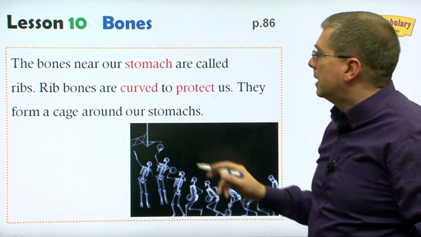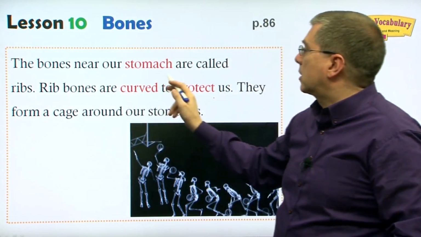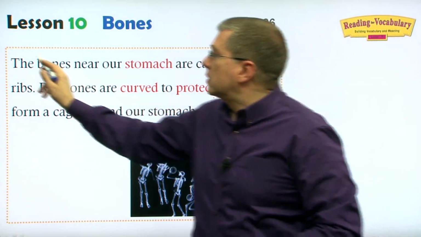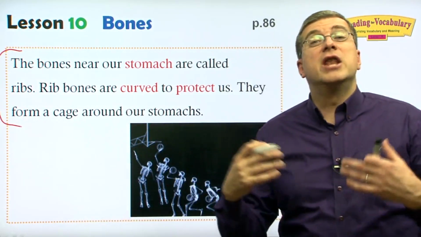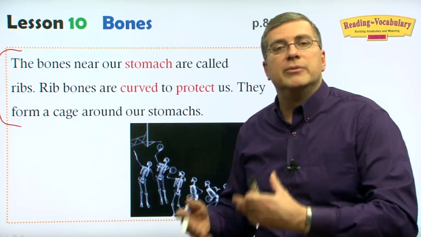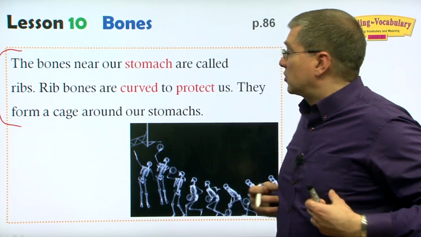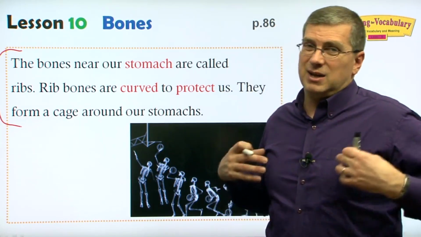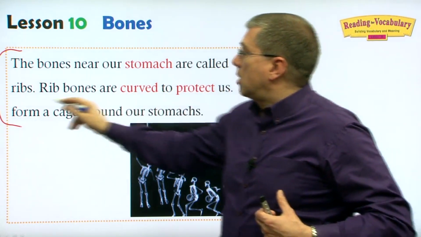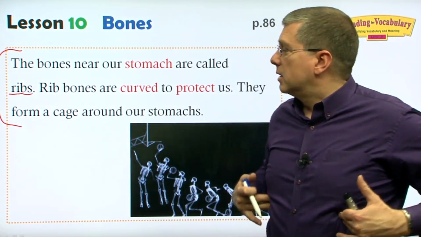Okay. The bones near our stomach are called ribs. Rib bones are curved to protect us. They form a cage around our stomachs. So this section here is giving another example of the kinds of bones and the jobs that they do. In this case, we're talking about the bones in our body, especially the ones near our stomach, right? And really near our heart and our lungs too. The bones near our stomach are called ribs. So these bones, if you feel these bones, you feel the hard bones, those are ribs.